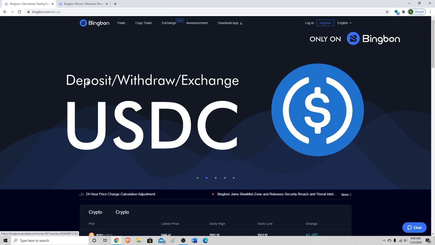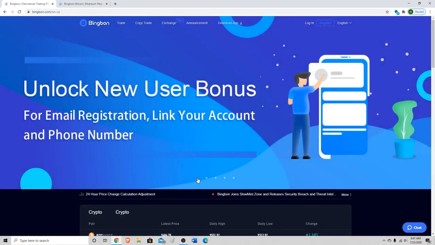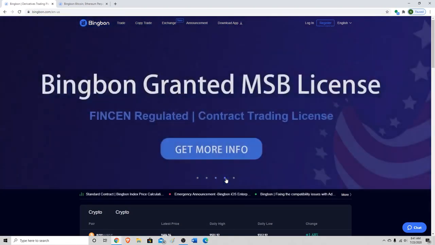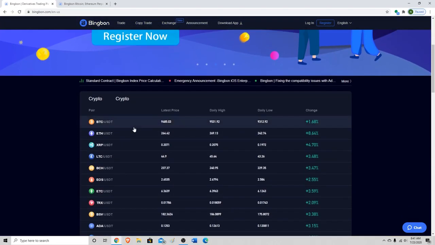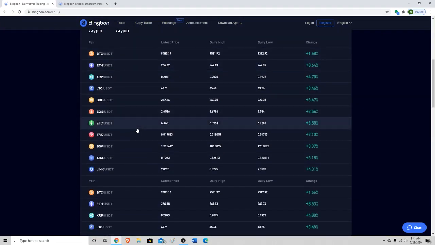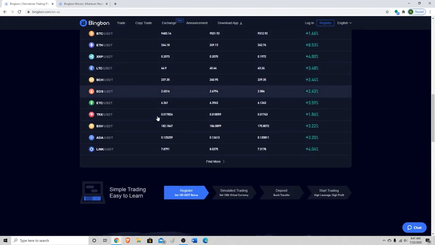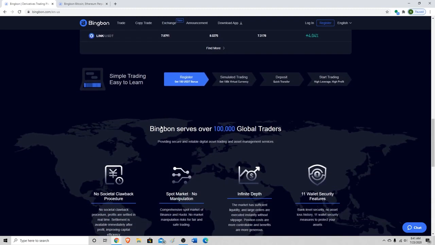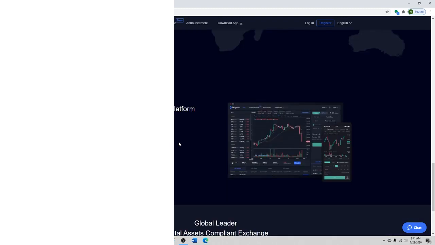So I wanted to show you guys some of the features it has, and for those of you that aren't as familiar with leverage trading, how to use the exchange. They've got USDC now you can deposit, withdraw. They've got new user bonuses, 100 USDT for new user bonus. You can see down here their crypto is their main page. There are other commodities you can trade as well. We'll get to that. And they've got an app for iPhone and Android.